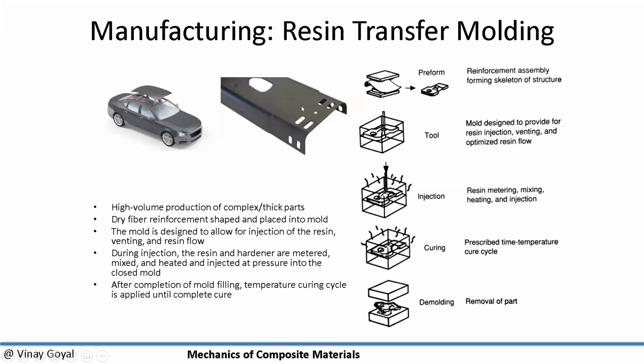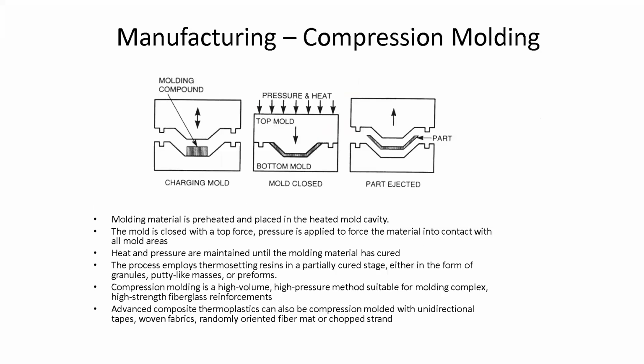This is used a lot in automotive, high volume production, where you're going to see complex thick parts. Dry fiber reinforcement is placed into the mold. The mold is designed to allow for the injection of that resin. During injection, the resin and hardener are metered, mixed, heated and injected at pressure into a closed mold. After completion of the mold filling, the temperature cure cycle is completed. You have the part done, and now all you have to do is demold it. I won't go into more detail other than saying resin transfer molding is great for high volume production.